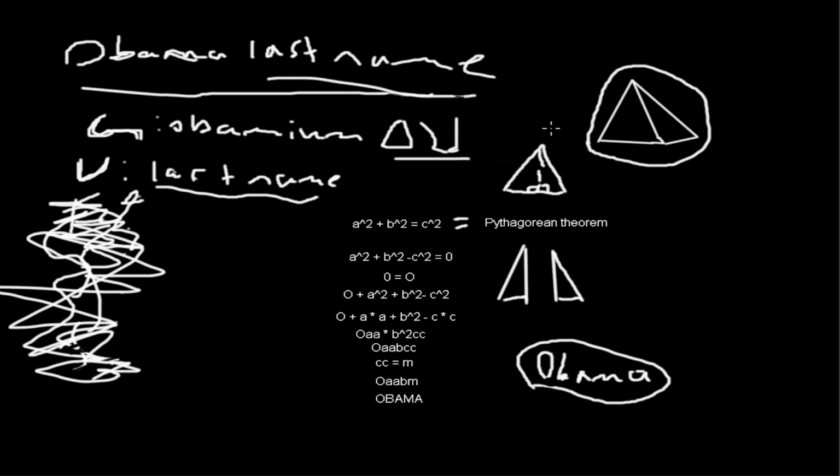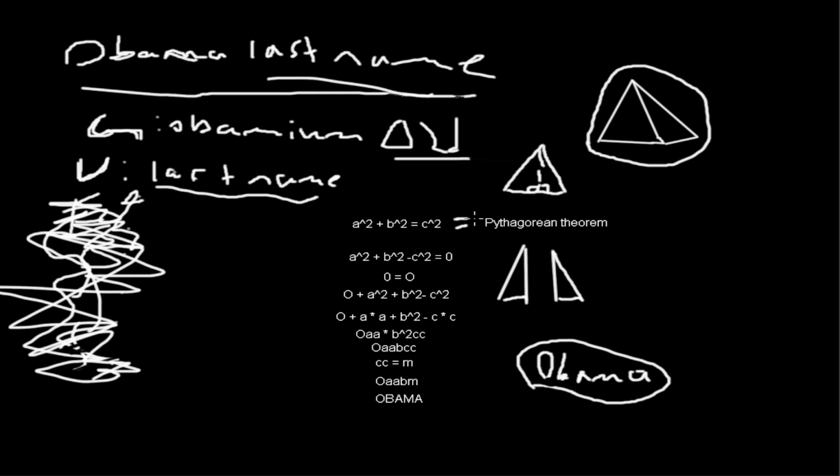But because it is an equilateral triangle, you will need to split it into half to get two right triangles. So that means a squared plus b squared equals c squared. That is the Pythagorean theorem. So, if a squared plus b squared minus c squared equals 0, and 0 equals O, then you could just use the equation O plus a squared plus b squared minus c squared.